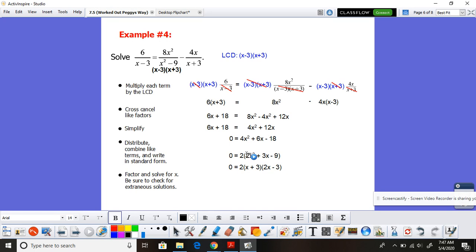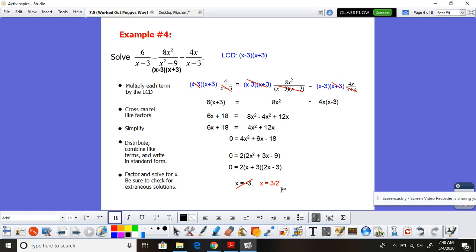So because this here isn't a 1, we would have to do the box method. So do the box method with that, and you would get that this factors to 2x plus 3 times 2x minus 3. And from there, we can find our zeros. So x plus 3 equals 0 when x is negative 3. 2x minus 3 equals 0 when x is 3 halves.